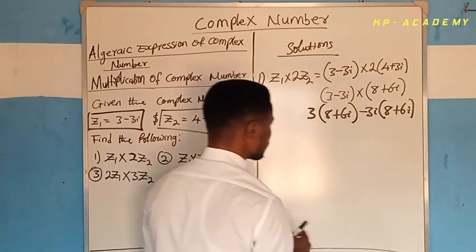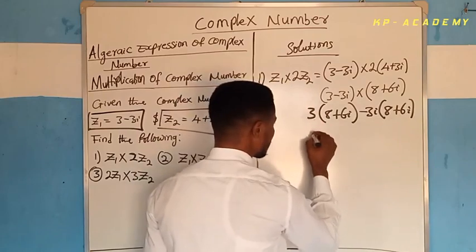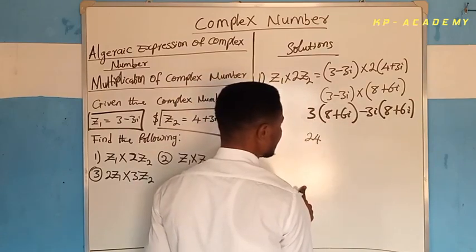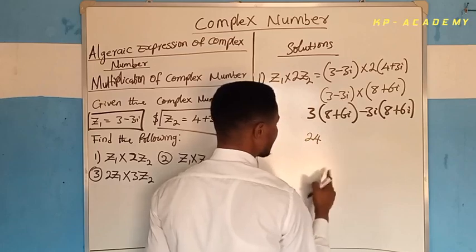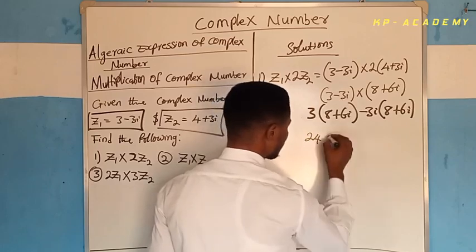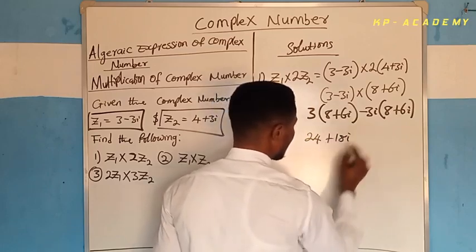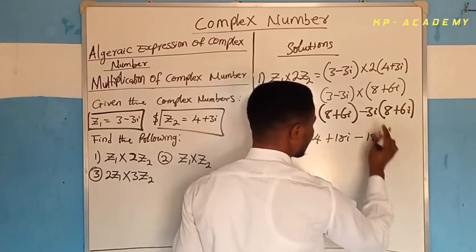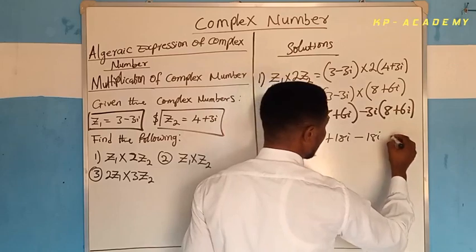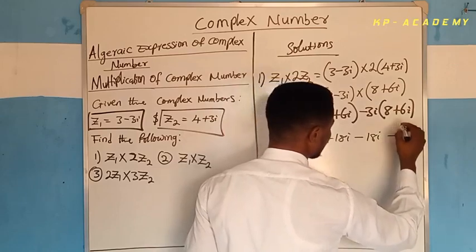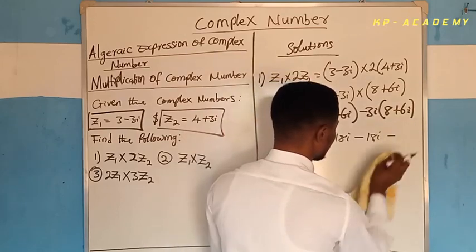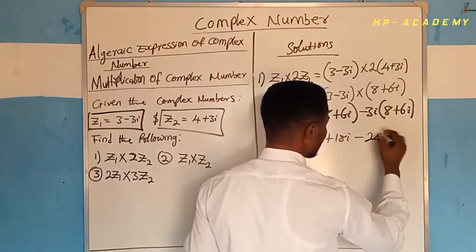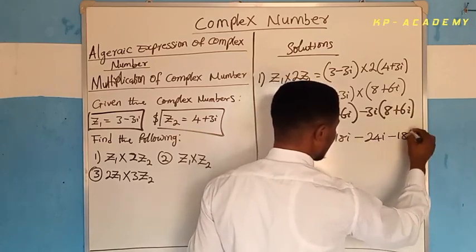So doing that, I'll have that 3 times 8 is nothing but 24, that's plus 24, and 3 times 6 is 18, so plus 18i. Now over here, this one gives me minus 24i, and I have minus 18i.